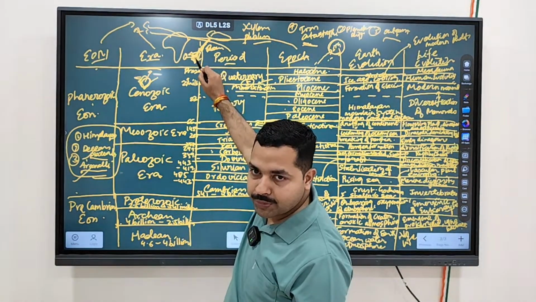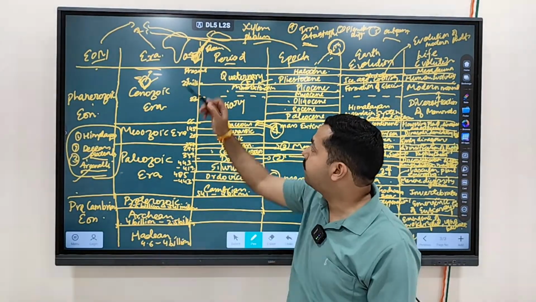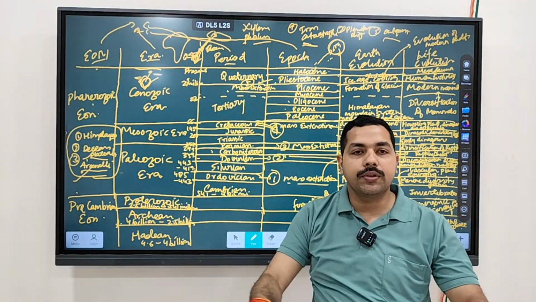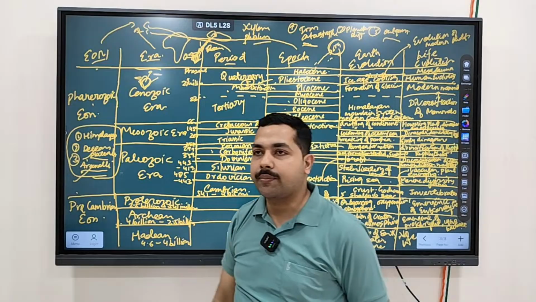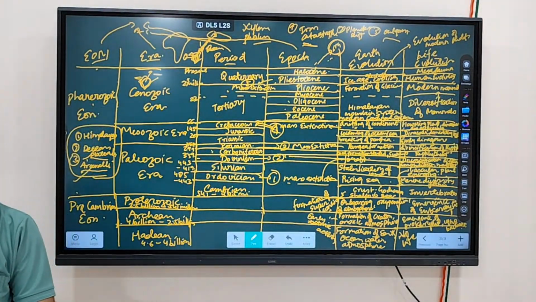Deccan plateaus are formed due to volcanic eruption. Then India collided with which plate? The Eurasian plate. So this is how the formation is happening. So remember this geological evolution. Fine. Any doubt regarding this particular thing?